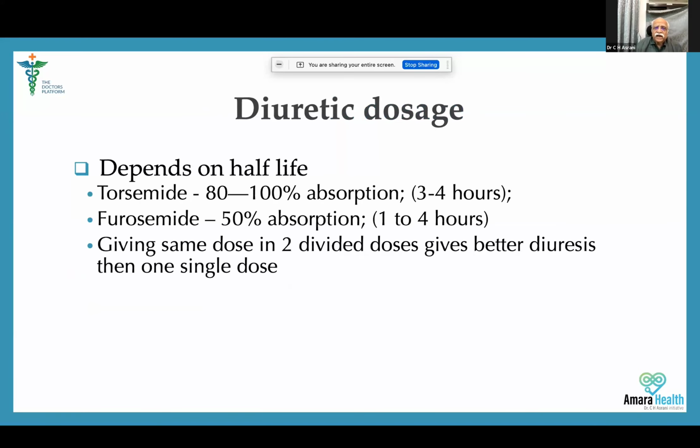The dosage depends on half-life. Torsemide, whatever quantity you give, has 80 to 100% absorption, half-life 3 to 4 hours. Furosemide, 50% absorption, half-life 1 to 4 hours. So giving the same dose in two divided doses gives better diuresis than one single dose. The best time is you're giving Ditor plus half in the morning at 8 o'clock, half at 4 o'clock. That will give round the clock diuresis.